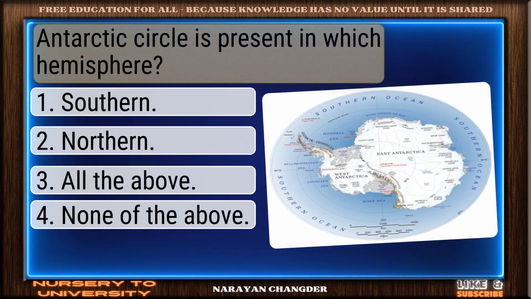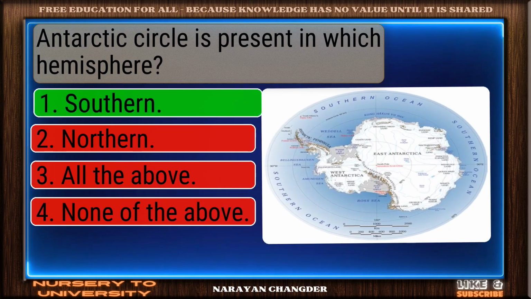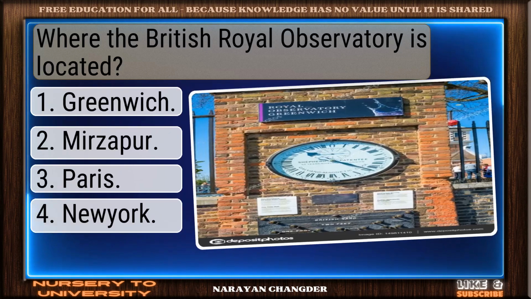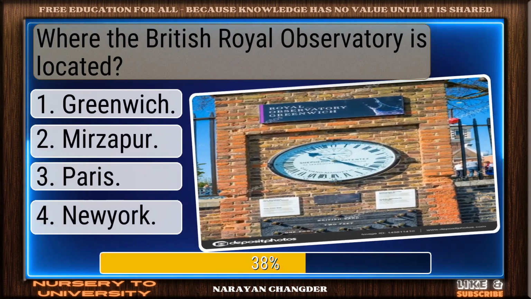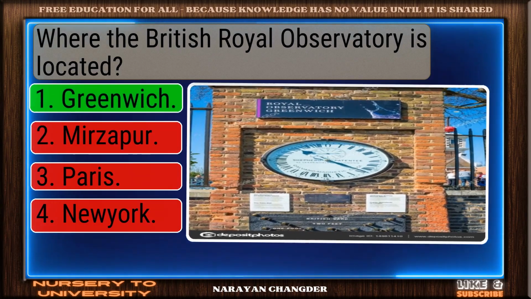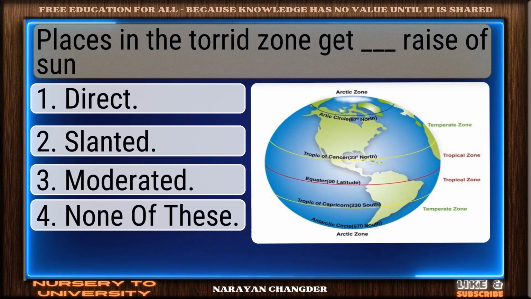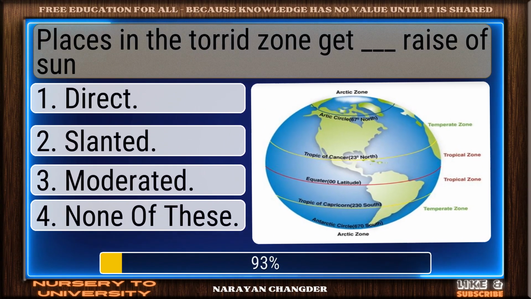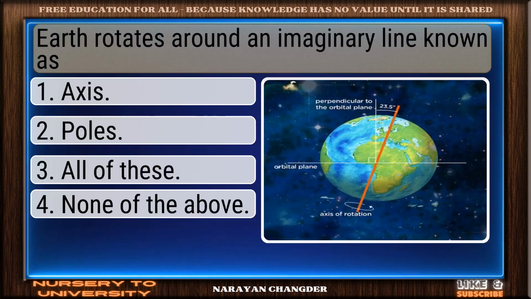Antarctic Circle is present in which hemisphere? You chose southern, and it is correct. Where is the British Royal Observatory located? Great thinking. Greenwich is the right choice. Places in the torrid zone get dash rays of sun. Well done. Direct is the right choice.